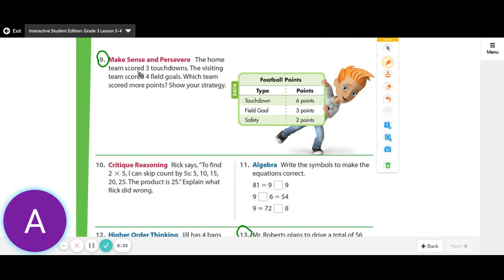And if we look back up at 9, this one's a little tricky. It says the home team scored 3 touchdowns. The visiting team scored 4 field goals. Which team scored more points? So we have to make sure we use this chart. We have to think about how much is a touchdown worth? How much is a field goal worth? And figure out which team scored more.